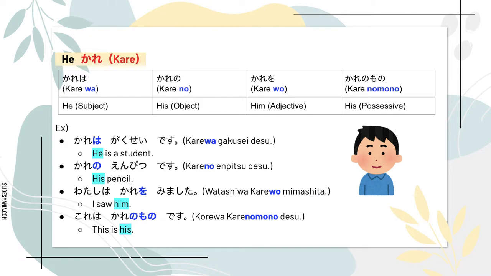Okay, so the next one would be he, and he in Japanese is 彼. Same as the previous two, I and we, all you have to do is change the last bit of the term, which is は、の、を、のもの. So if it's subject, you change it to は. If it's object, you change it to の. If it's adjective, you change it to を. If it's possessive, change it to のもの.